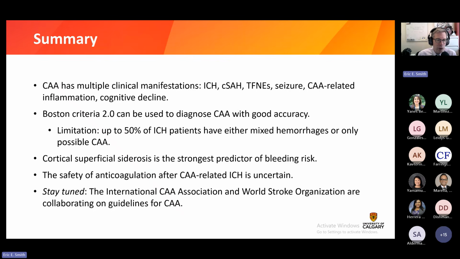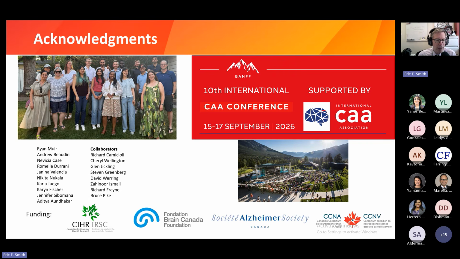The International CAA Association and the World Stroke Organization are working on clinical care guidelines for CAA, and I'm not able to say much more other than that what I'm telling you is either fairly consistent with the guidelines or I've identified where it's my own personal opinion. Hopefully these will be available for people to look at on the International CAA Association website by the end of the year. I'll thank my research team as well as my collaborators.